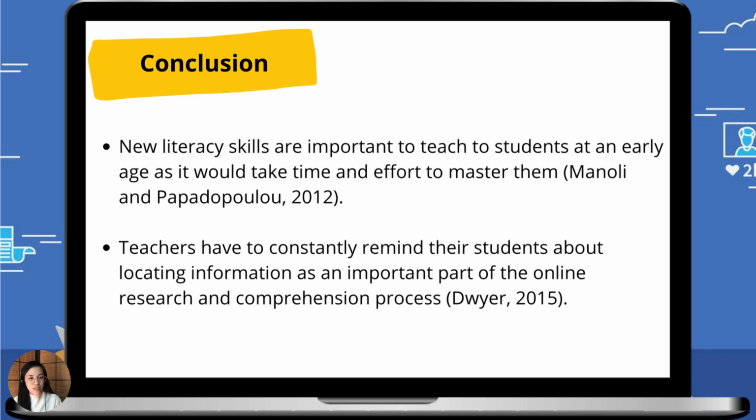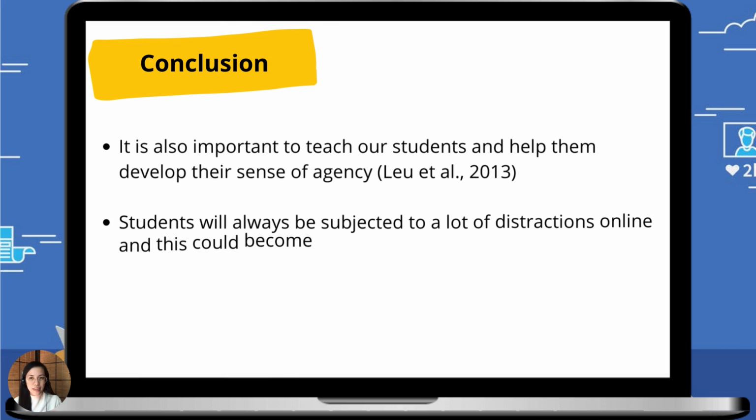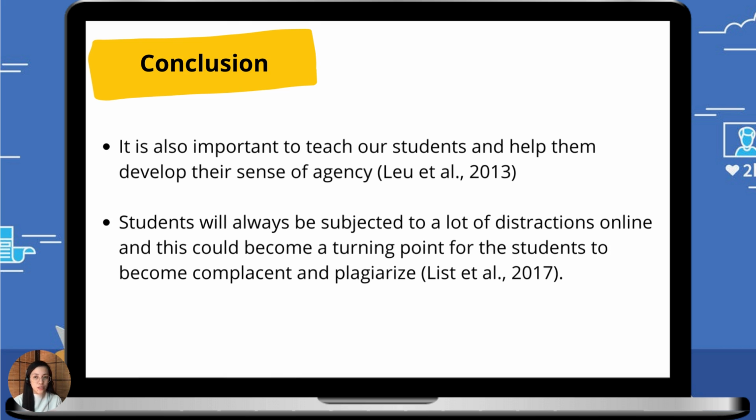Some students were not knowledgeable of the valid and reliable sources. Some are even hesitant to search anything online. Hence, this confirms that teachers have to constantly remind their students about locating information as an important part of the online research and comprehension process. Third, aside from teaching and incorporating the new literacies of online research and comprehension, the technology and the ICT, it is also important to teach our students and help them develop their sense of agency.